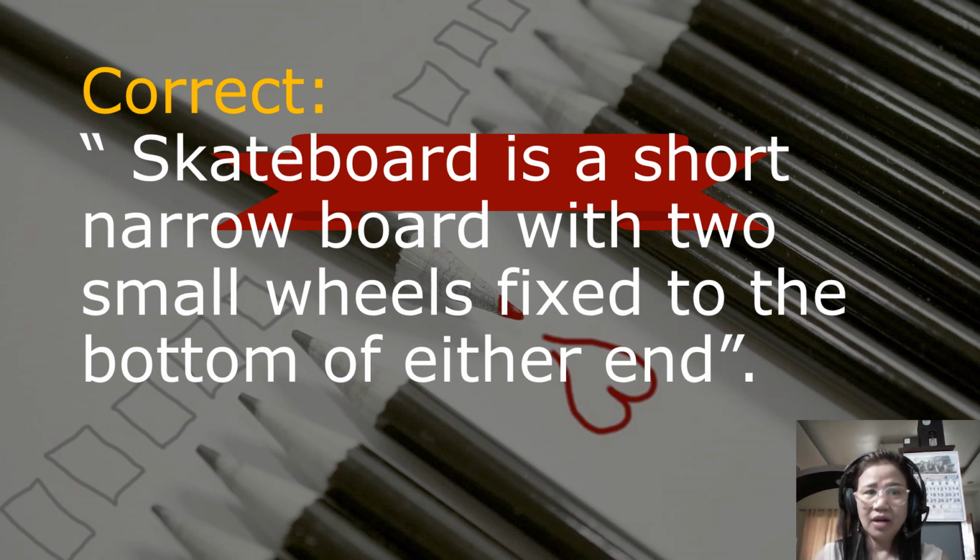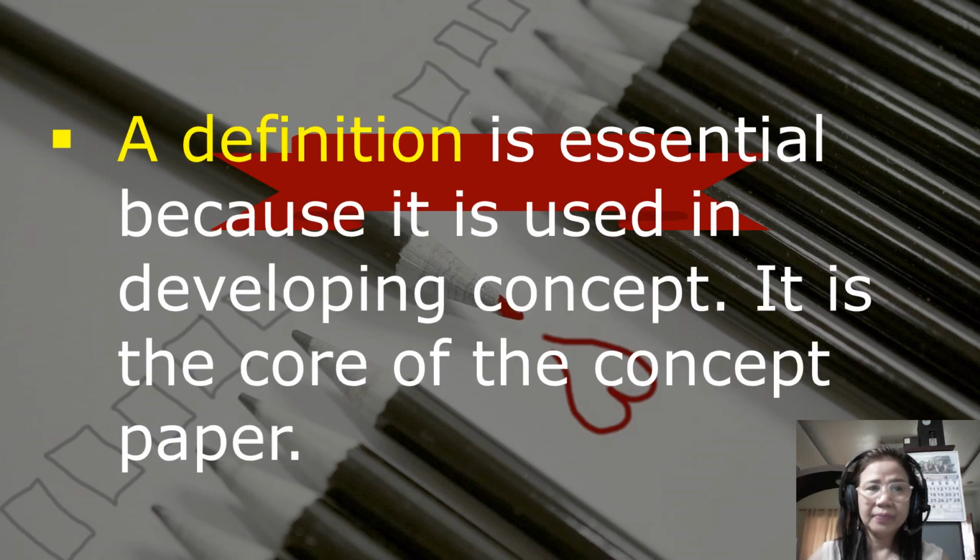This is the correct one. A skateboard is a short, narrow board with two small wheels fixed to the bottom of either end. This is the formal definition of a skateboard, wherein the meaning does not overlap with other terms.